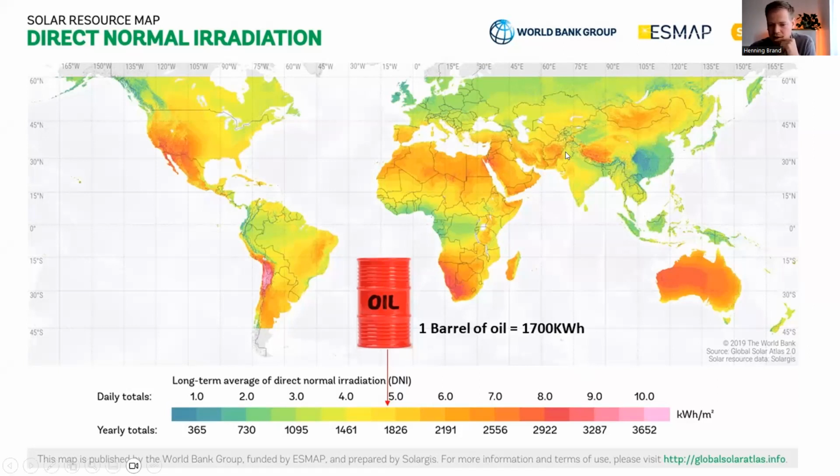So Pakistan is very blessed with solar radiation, and obviously most parts of Africa and North and South America, Australia, all of these places have much oil equivalent of solar energy falling on each square meter.